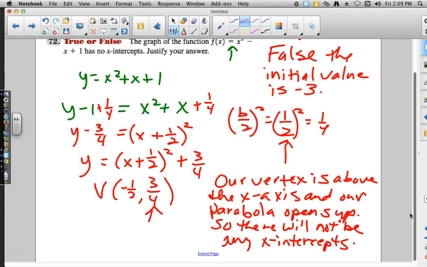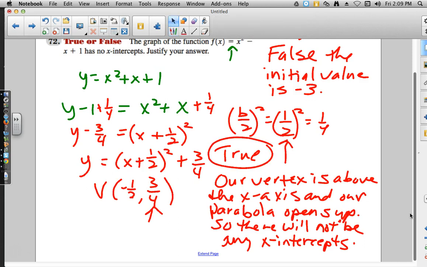So it said the graph of the function f of x equals x squared plus x plus 1 has no x-intercepts. That is true. And there were different ways to go after this. You could use the discriminant to see that those would not be real solutions as well. But another good practice problem for completing the square.